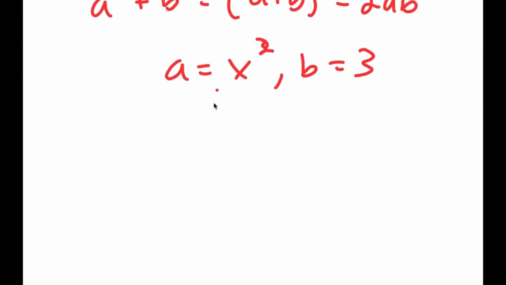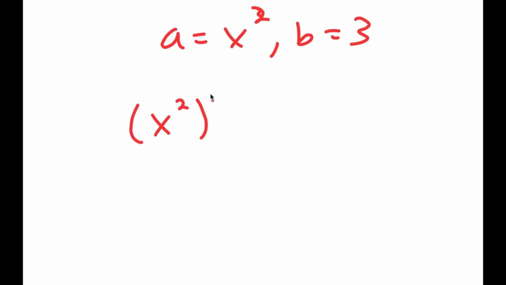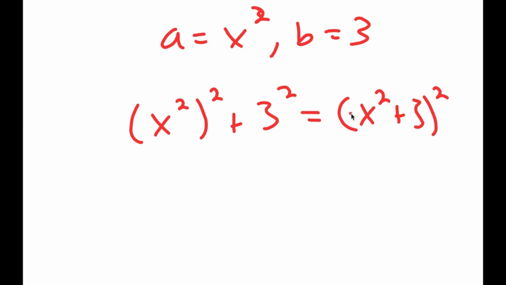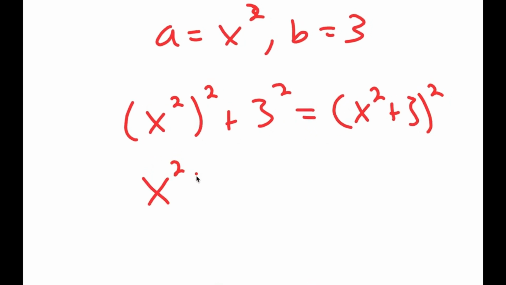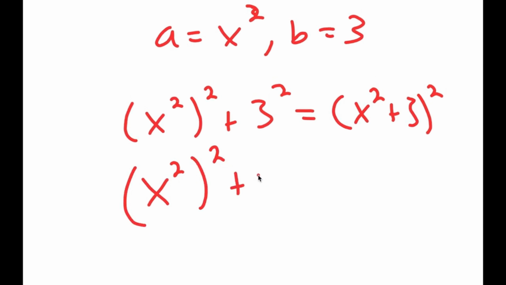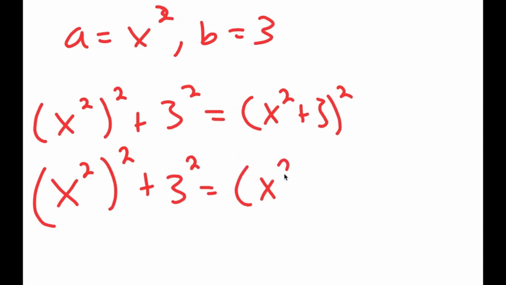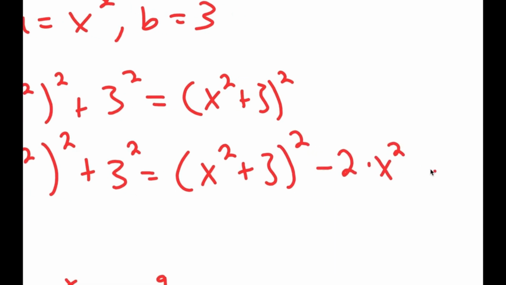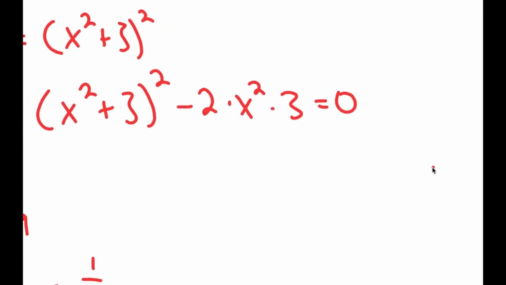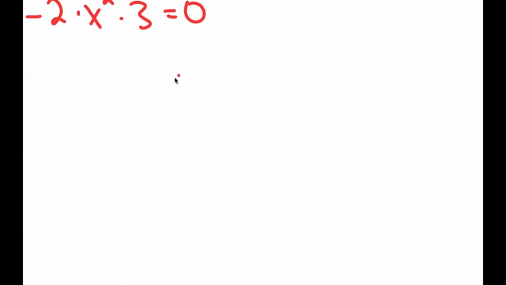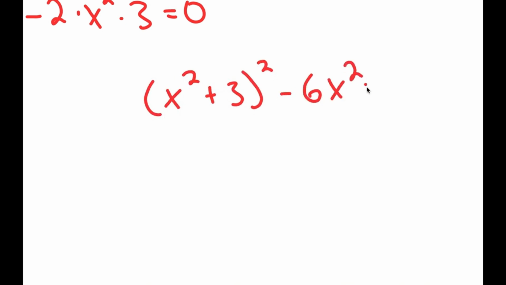Going back over here, I get x squared to the power of 2 plus 3 squared is equal to (x squared plus 3) squared. And this turns into x squared to the power of 2 plus 3 squared is equal to (x squared plus 3) squared minus 2 times x squared times 3 is equal to 0. So now from here, I get (x squared plus 3) squared minus 6x squared is equal to 0.